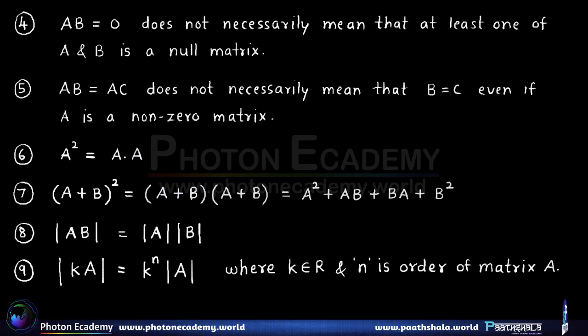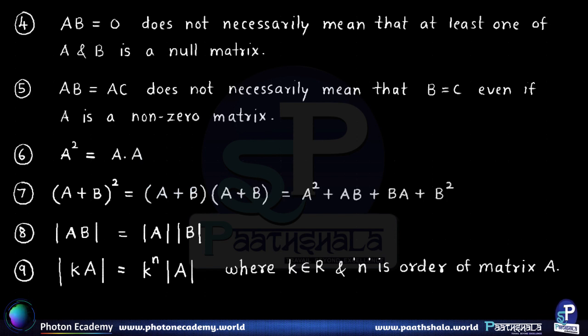In the sixth one we have A square, which is nothing but the product of A with itself, and this can be extended to any power of A. That is, if we have A cube, then it is a product of A taken 3 times, and so on.